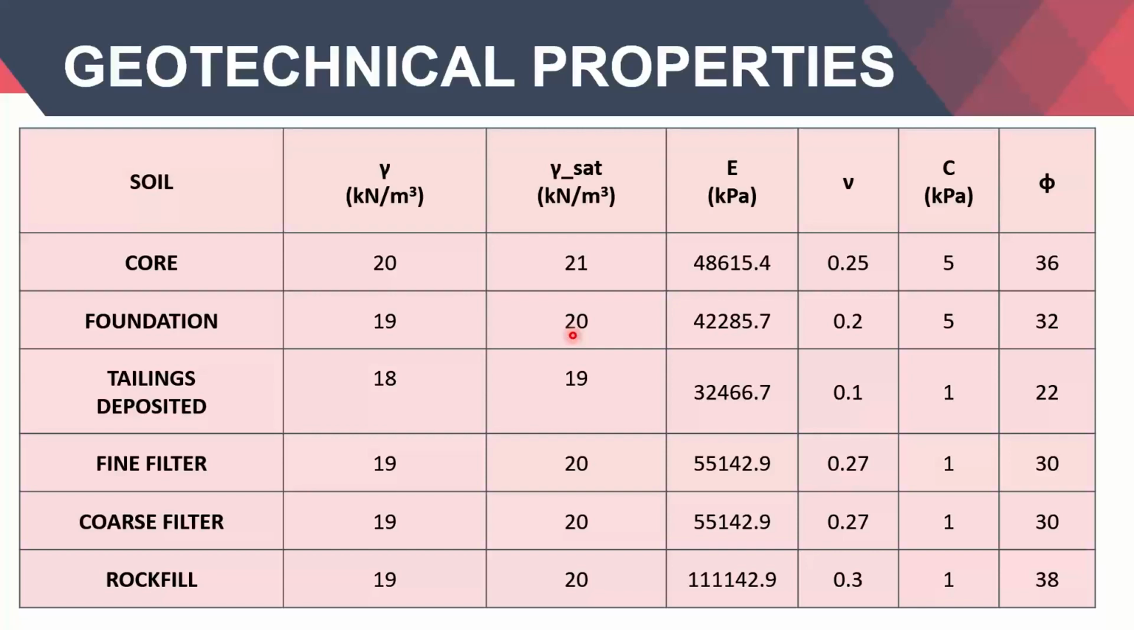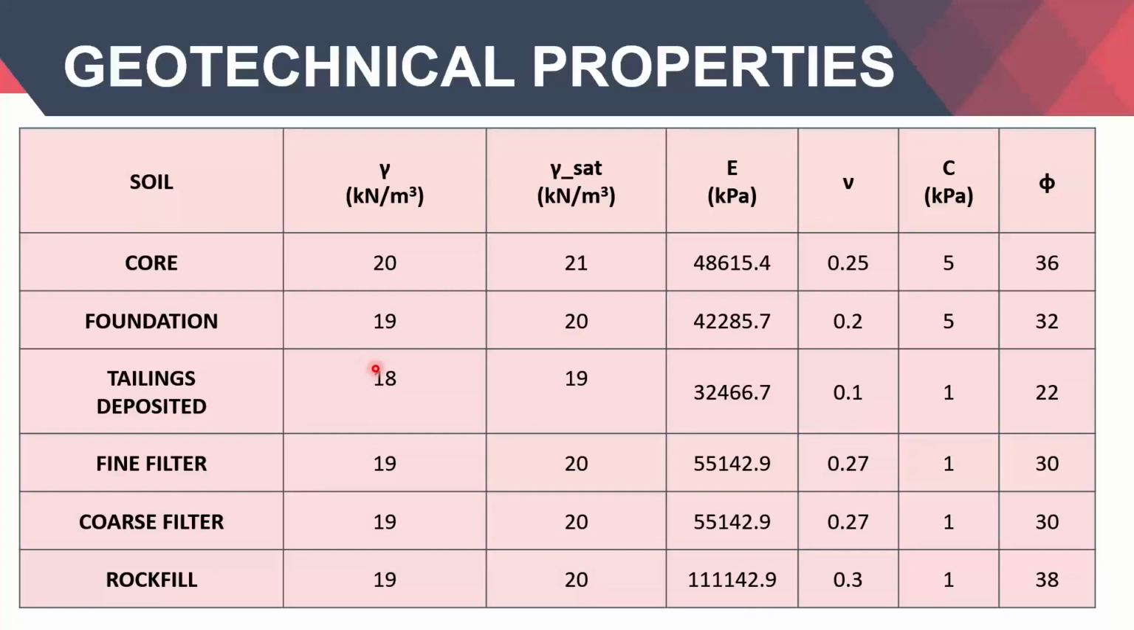For the deposited tailings, they are actually quite weak. So the C value is 1 and phi value is 22. Fine filter and rock coarse filter are made from sand and gravel. So they have quite low phi value too. And finally, coming to rockfill, we are looking at a friction angle of 38 degrees because they will provide the buttress support. So I hope the material parameters were easy for you to understand.